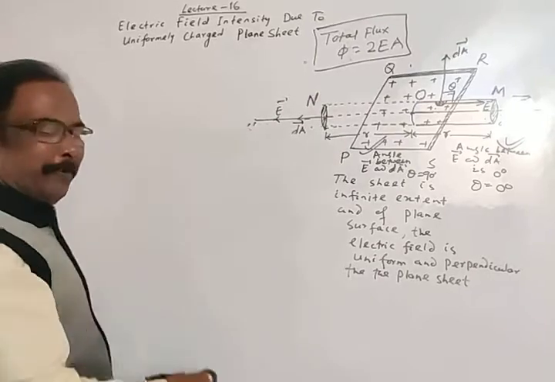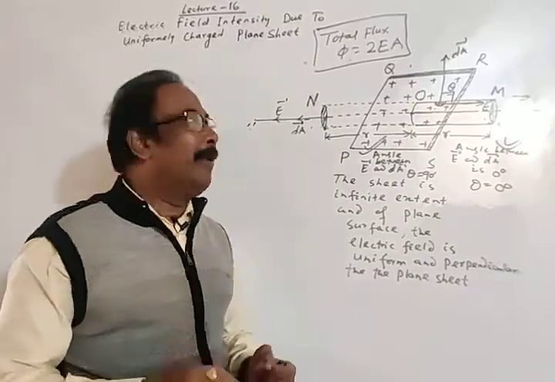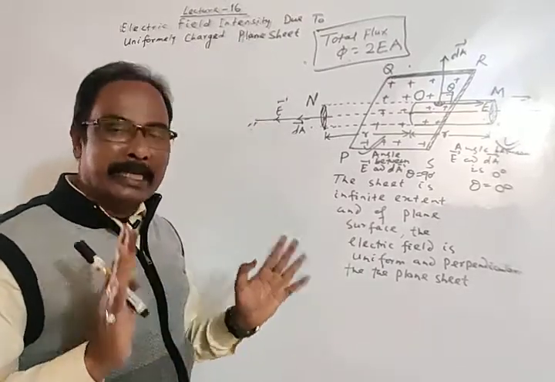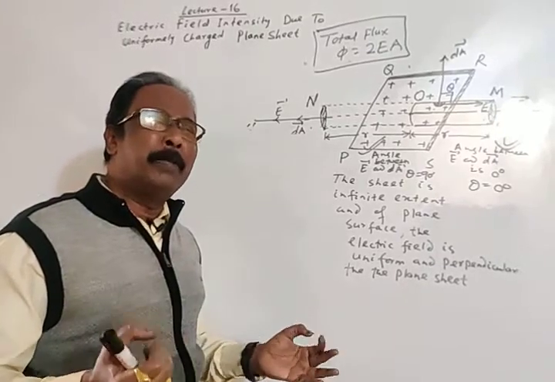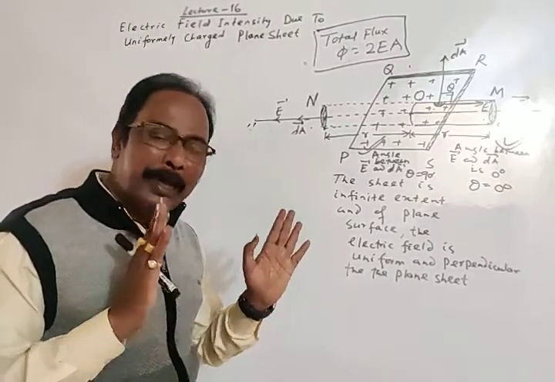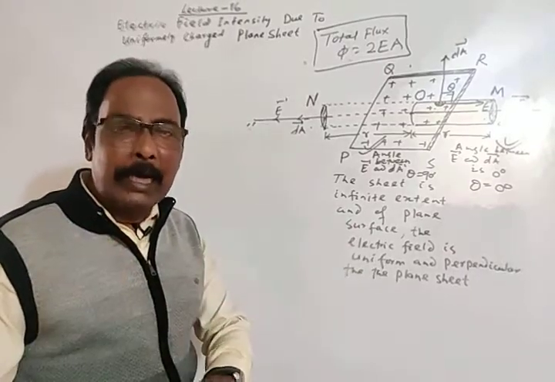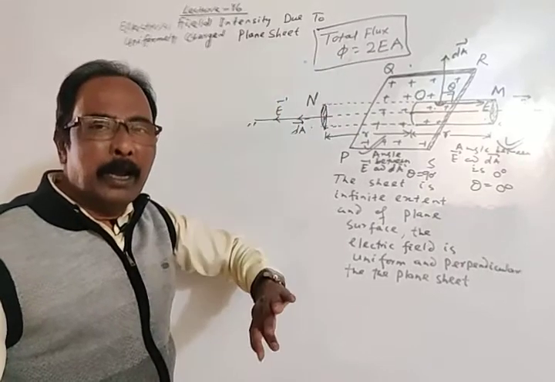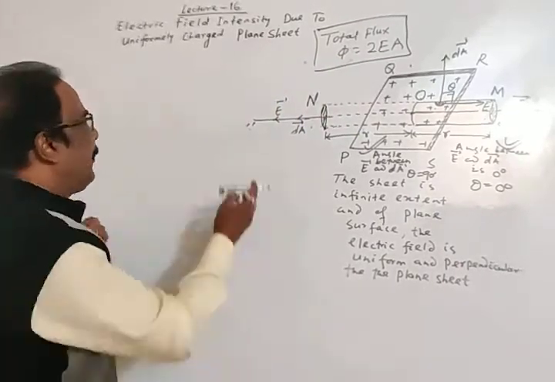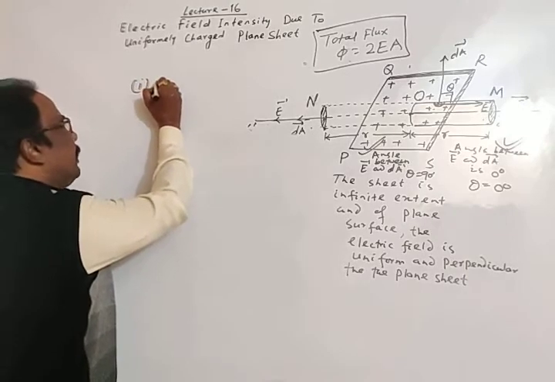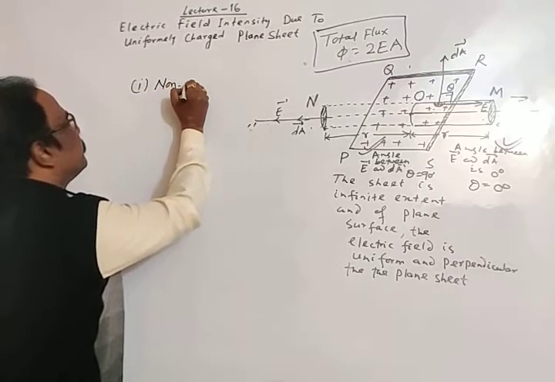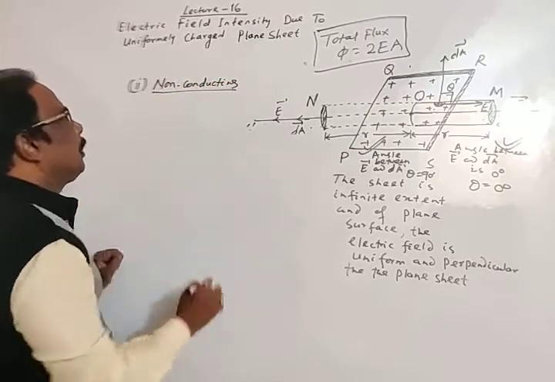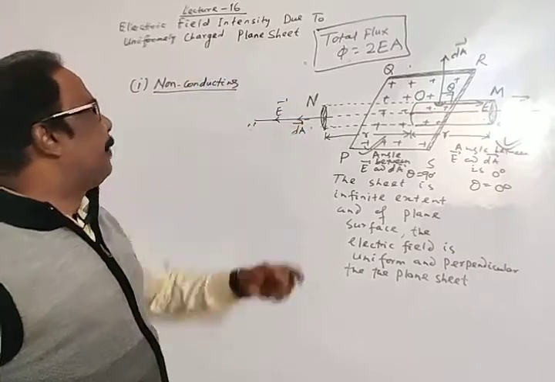So our aim is to get electric field intensity due to uniformly charged plane sheet. Uniformly charged flat sheet or plane sheet, we may take a non-conducting sheet or we may take a conducting sheet, but this is the formula for total flux, may be conducting or may be non-conducting. If we consider first a non-conducting, uniformly charged plane sheet.